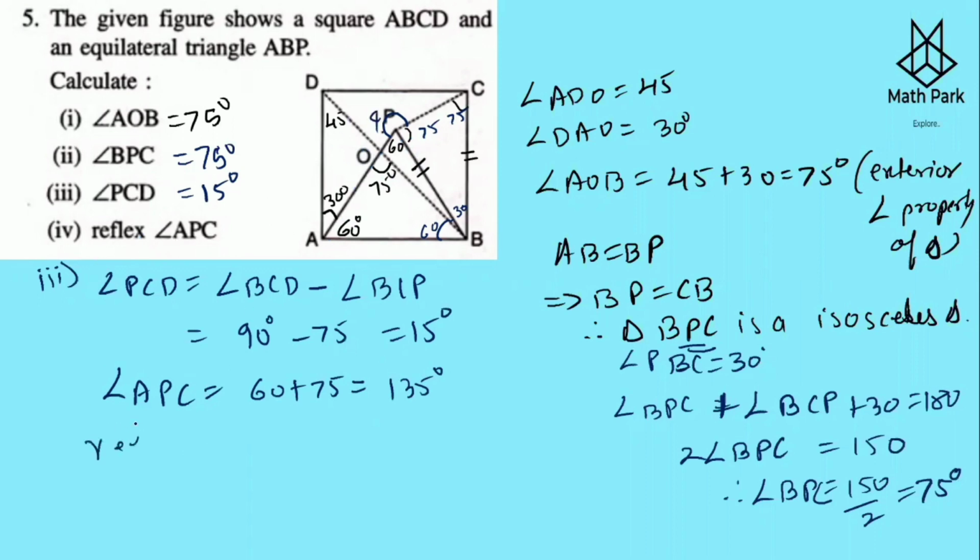So reflex angle APC is equal to 360 minus 135, which is equal to 225 degrees. So this is how we got the reflex angle APC as 225 degrees. Moving to question number 6.